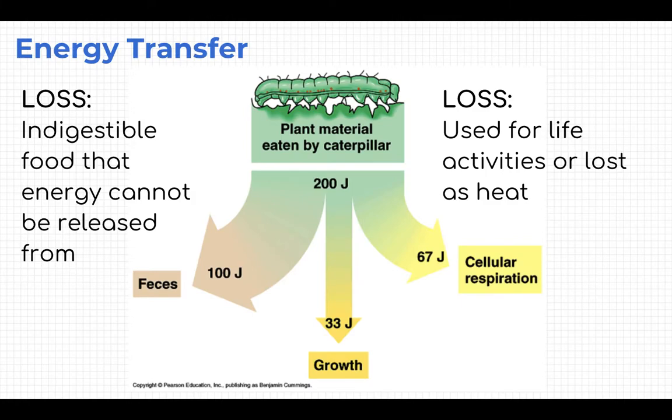So in this example, we have a caterpillar that's eating plant material. The only energy that's going to be available to something that comes in and eats this caterpillar is the energy that the caterpillar used to build more caterpillar. So the caterpillar could not use all of the plant material that it ate to build more caterpillar tissue. So some of the food that the caterpillar ate was indigestible, and so it passed out from the caterpillar's body as feces. It never became caterpillar molecules.